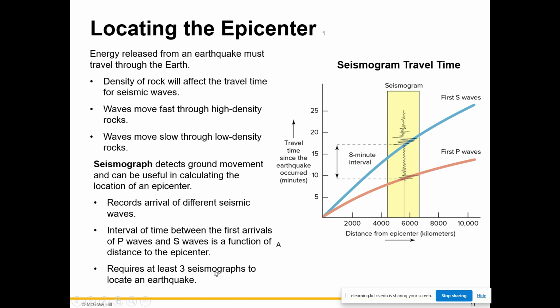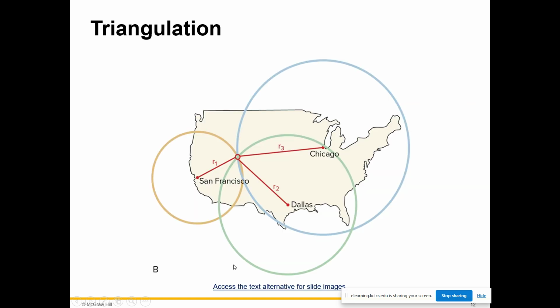Okay, so it requires 3 seismographs to locate an earthquake. Here's a picture of that. This is just a simple triangulation where you have seismographs here, and then you do that math of the difference between the P wave and the S wave arrivals. Then you know the earthquake from this seismograph was at this distance, and this seismograph was at this distance, and so forth. And where those 3 intersect is where you have the epicenter and the focus.